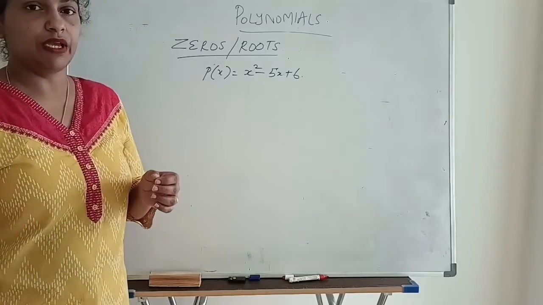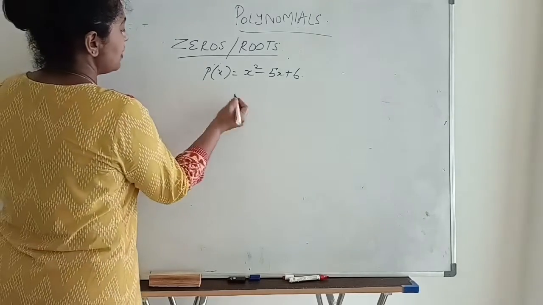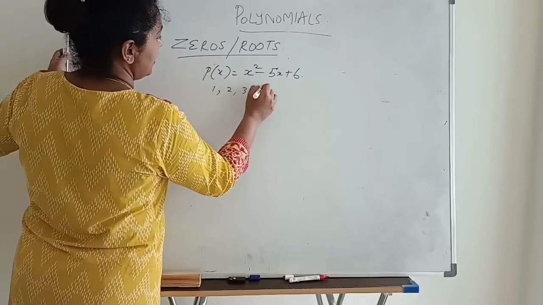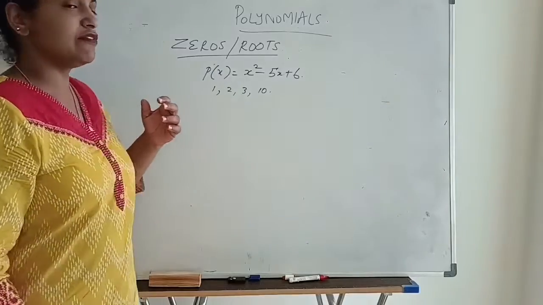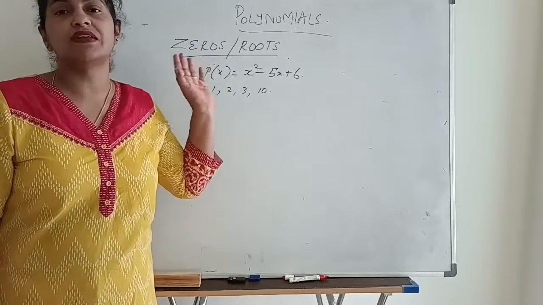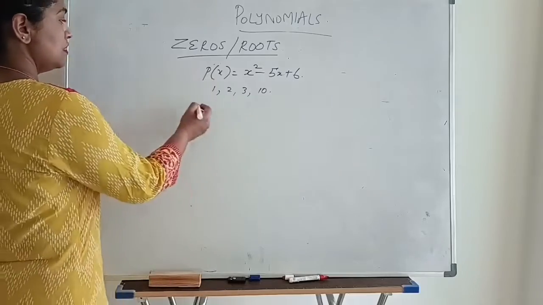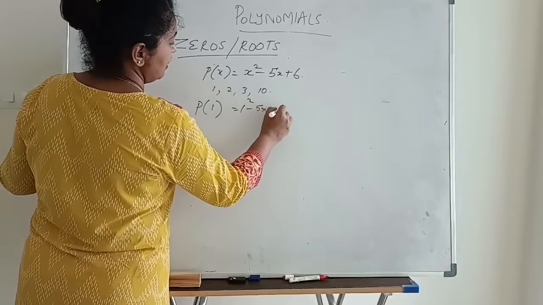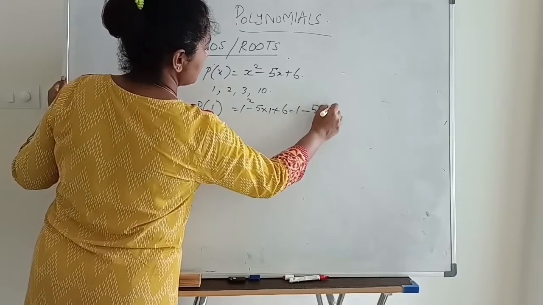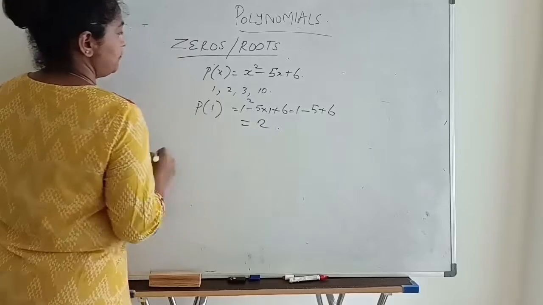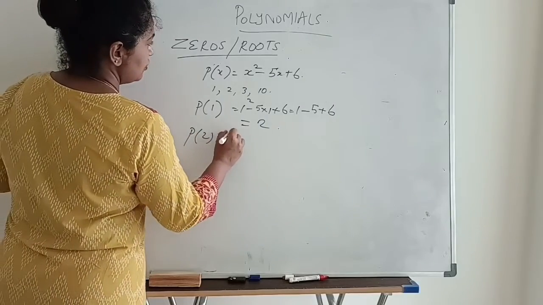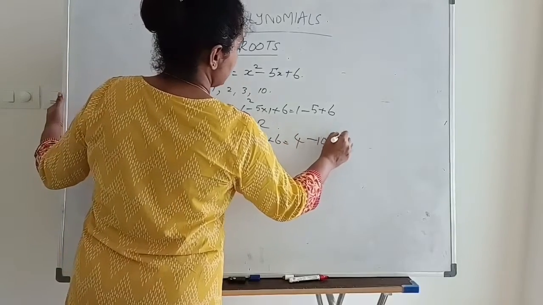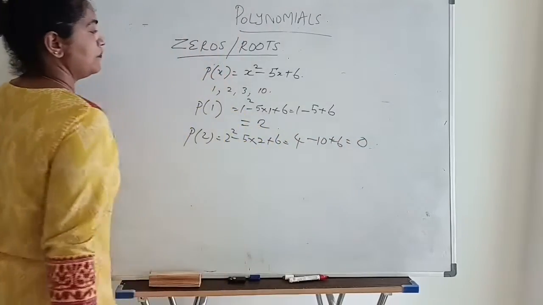I have given another polynomial and they are asking you to find the value of the polynomial at 1, 2, 3 and 10. And they are asking you to decide from these numbers which is the 0 of the polynomial. Okay. I would first find p of 1. 1 square minus 5 into 1 plus 6. What do I get? 1 minus 5 plus 6, 2. P of 2 would be 2 square minus 5 into 2 plus 6. 4 minus 10 plus 6. Minus 6 plus 6, it's a 0.